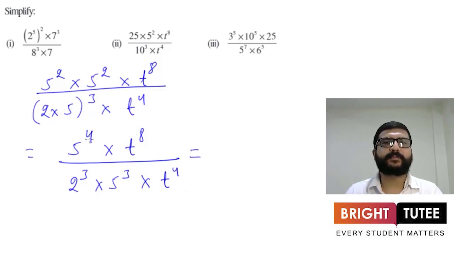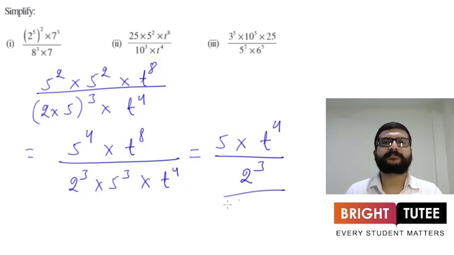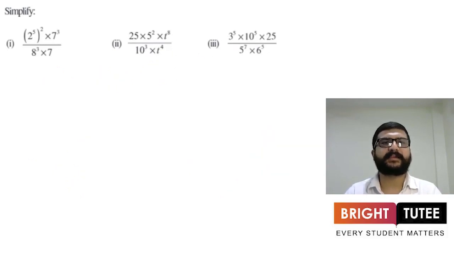5 to the power 4 divided by 5 to the power 3. This will give us 5 here into t to the power 8 divided by t to the power 4. This will give us t to the power 8 minus 4, which is 4. So this is 5 t to the power 4 here divided by 2 to the power 3. So this is the simplified form of the second number. Now let's see the last expression or the last number here.